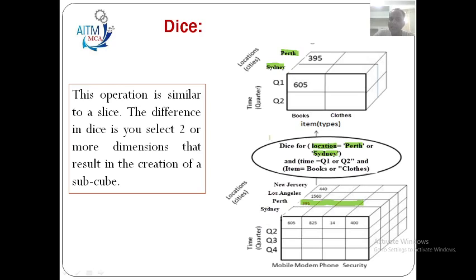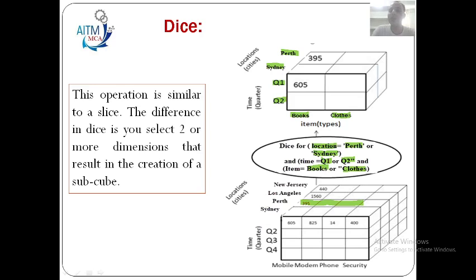And which time period you need? You need the information of first quarter and second quarter. So I am taking first quarter and second quarter. Then which items you need? I need the information of book and clothes. Then I took the book and clothes. So again this will form a dice.